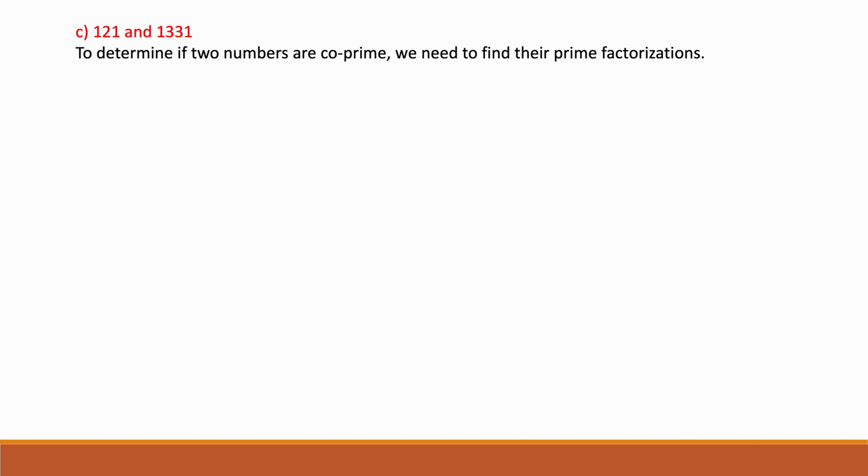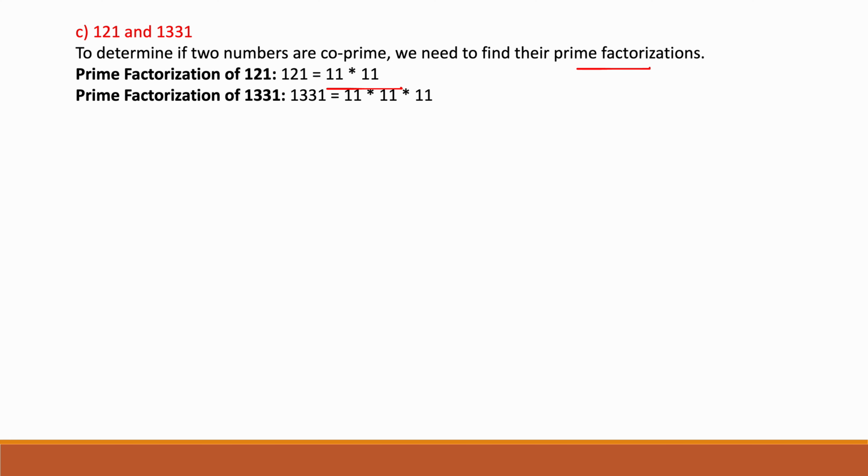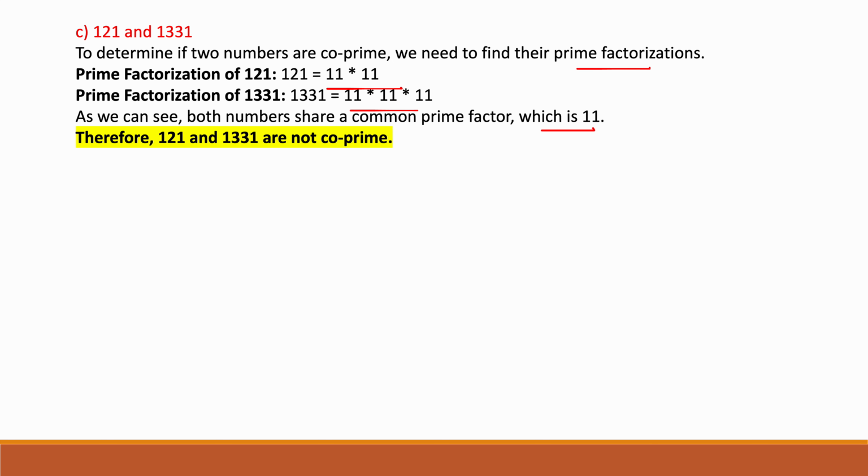Next one, 121 and 1331. To determine if two numbers are co-prime, we need to find their prime factorizations. The prime factorization of 121 is equal to 11 into 11. Then, the prime factorization of 1331 is equal to 11 into 11 into 11. As we can see, both numbers share a common prime factor which is 11. Therefore, 121 and 1331 are not co-prime.